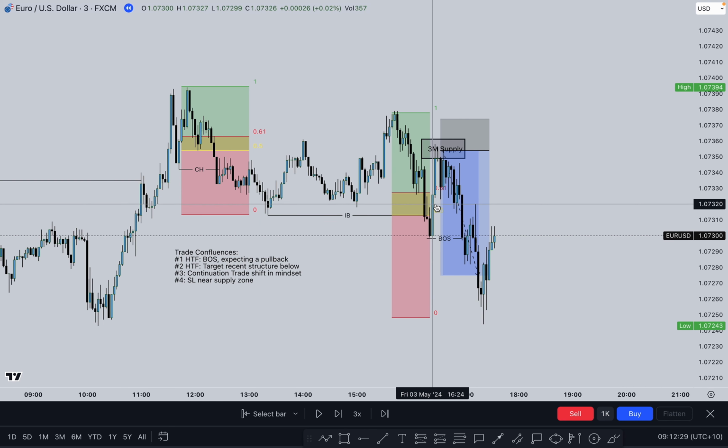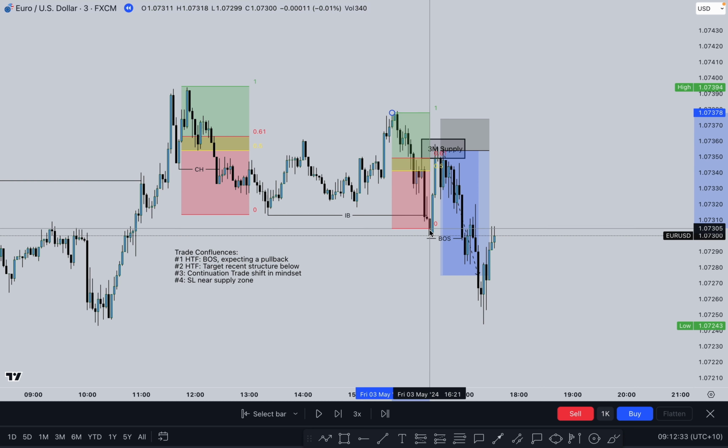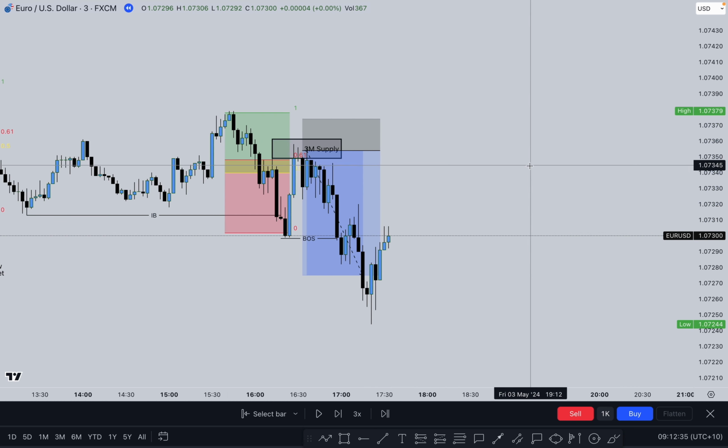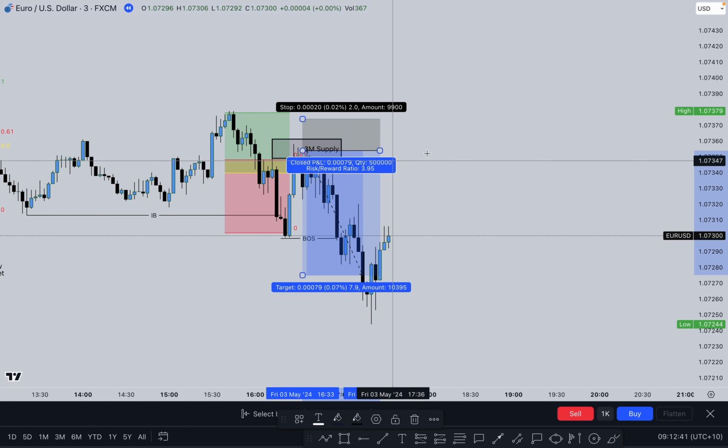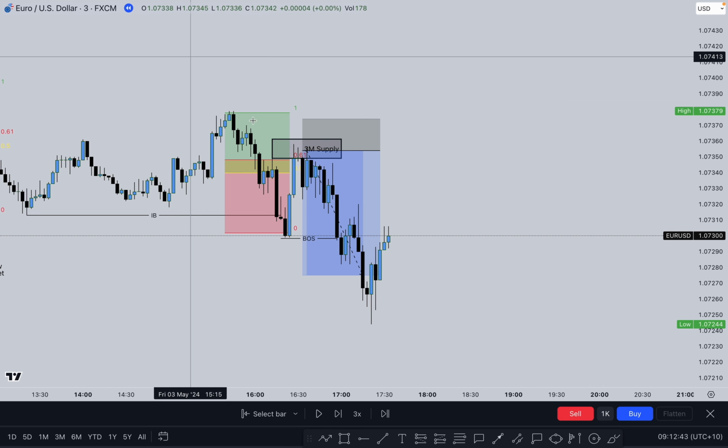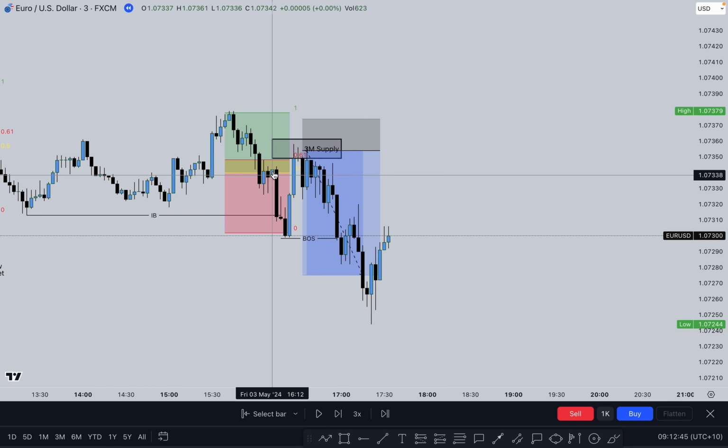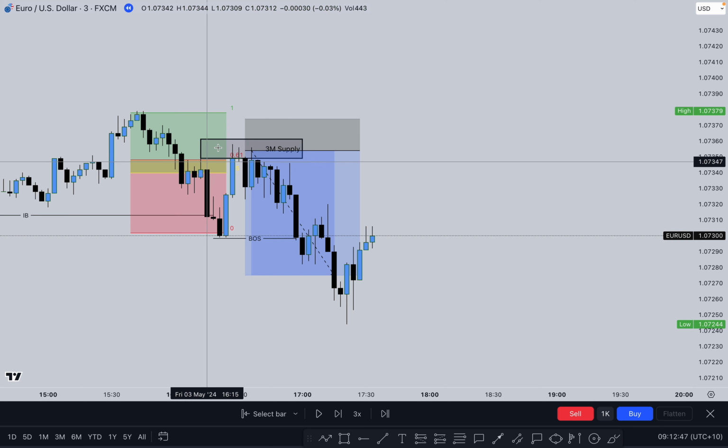So price comes down, draw the fib. It's actually supposed to be like this. So this is the fib. Originally, price came down, breaker structure, price moved up, drew the fib, 0.61 level. What I noticed was on the 3-minute, we have this supply zone, right?